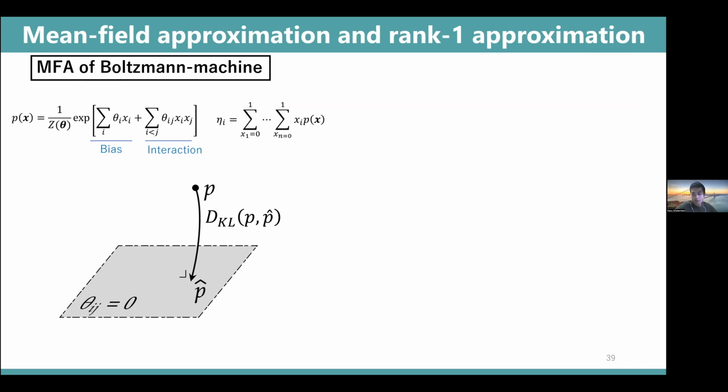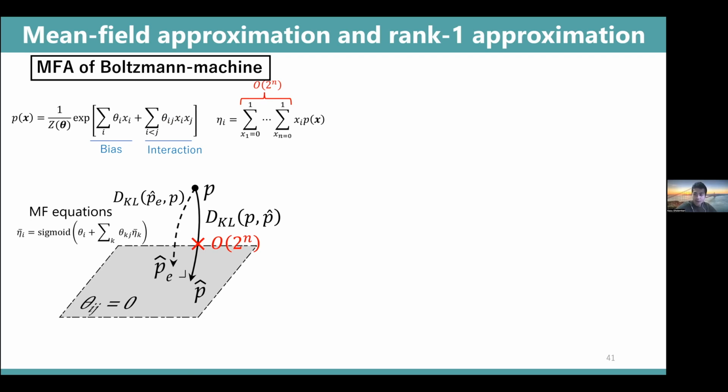Let me share more geometrical understanding of that point with us. To understand the geometry of rank 1 approximation, I will explain the mean field approximation of the Boltzmann machine. This is a Boltzmann machine. The first term is called bias or magnetic field, and the second term is called weight or electron-electron interaction. Mean field approximation approximates a joint distribution by a product of independent distributions. As you can see, if all values of the weight are zero, the Boltzmann machine can be described as a product of independent distributions. So mean field approximation for the Boltzmann machine is the projection that makes the weight term zero.